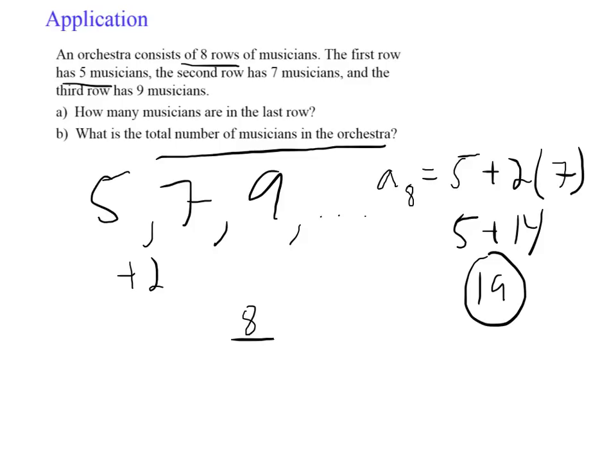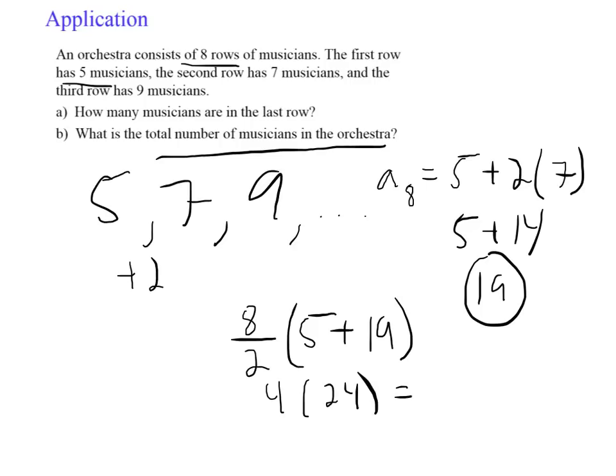There's 8 rows, so 8 divided by 2. The first row has 5. The last row has 19. That's going to be 4 times 24, which is 96, if I'm doing my arithmetic right. Okay, and this is the same kind of thing you'll see. So hope this helps.